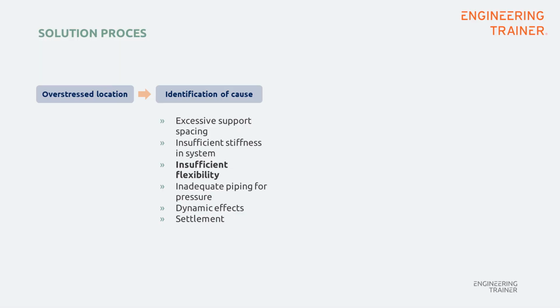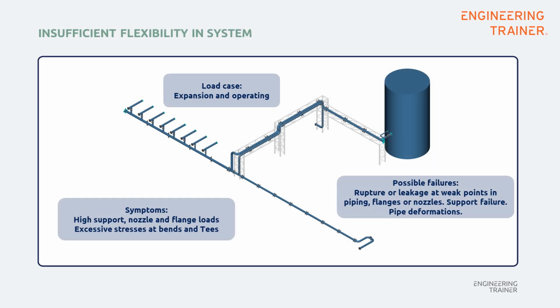One of the most common causes of overstress in static stress assessments is insufficient flexibility. In this case, the piping does not have sufficient room to deflect, resulting in high loads on supports, flanges and nozzles and excessive stress at locations where piping changes direction, such as bends and tees. These high loads are generally caused by thermal effects. So, they will be observed in the expansion and operating cases.